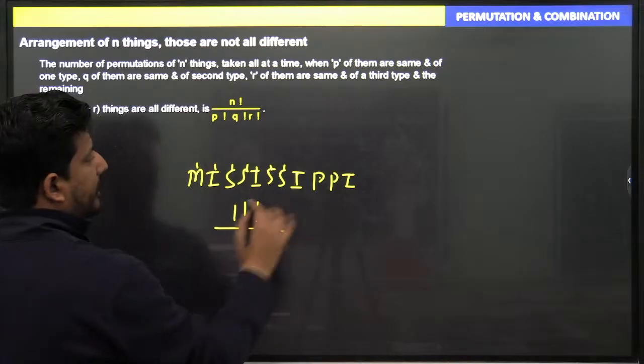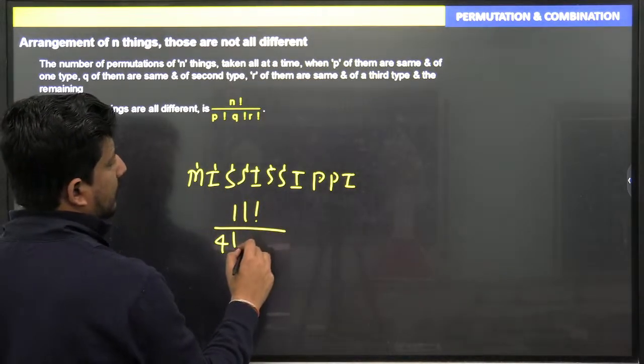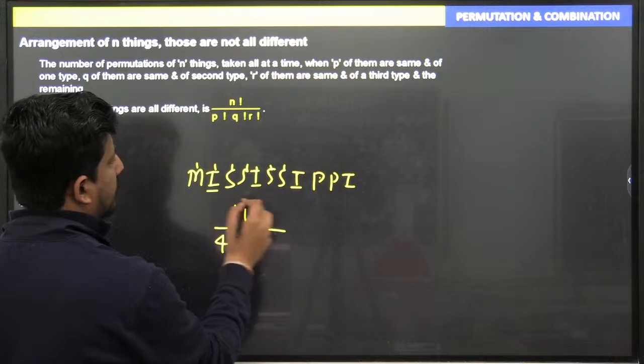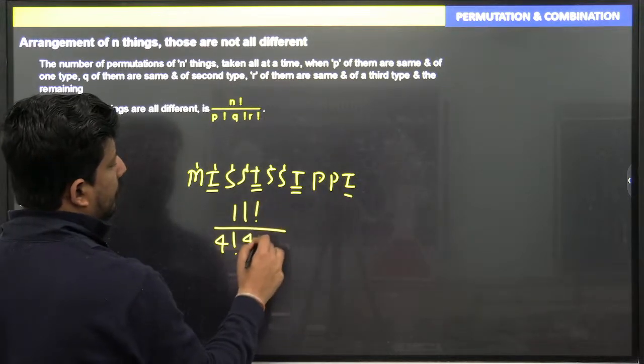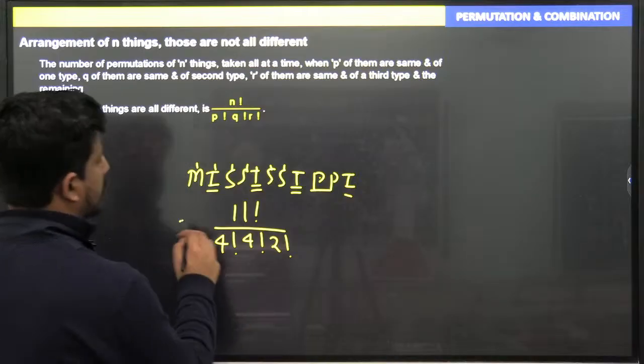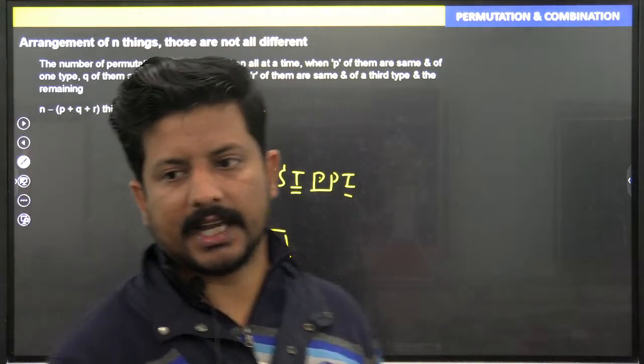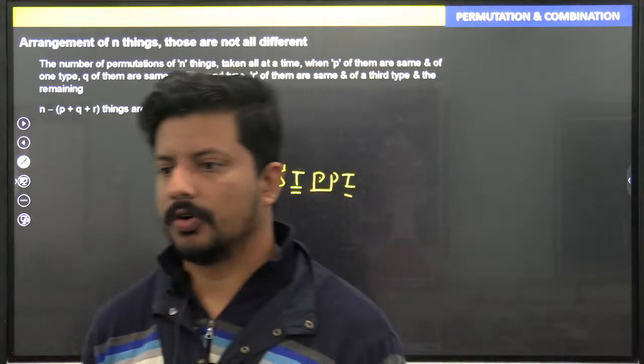Then S how many times? 4 times, so 4 factorial. Then I how many times? I is also 4 times, so 4 factorial. Then P is how many times? 2 times, so 2 factorial. So this is their arrangement. Okay na? This is their arrangement. Hope you are getting my points.